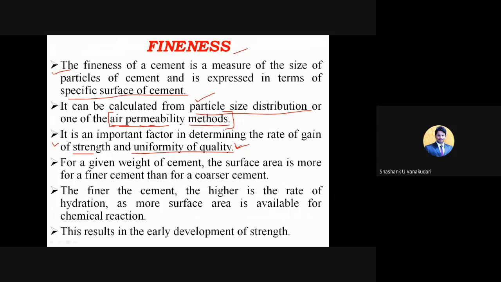So this point: the finer the cement, the higher is the rate of hydration. However, if you decrease the cement particle size, for example from 3000 to 5000, what happens is that it leads to an increase in the heat of hydration, because of the surface area you are going to provide.